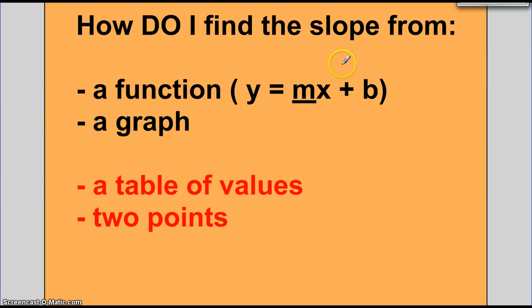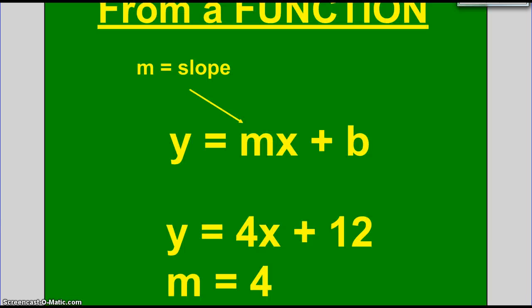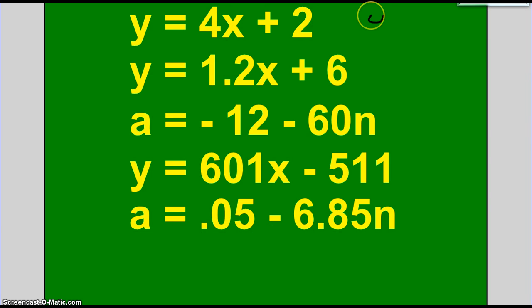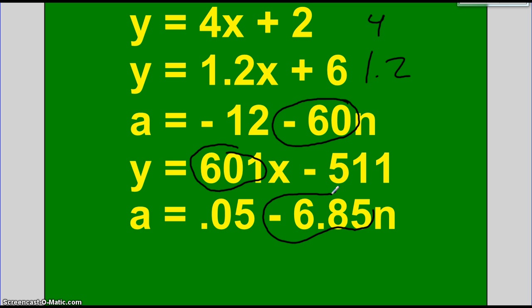How do I find the slope from a function, a graph, a table of values, and 2 points? We'll go through that. Slope from a function, remember m is the slope and b is the y-intercept. So for this example, the slope is 4. The slope here is 4. The slope here is 1.2. The slope here is negative 60. Remember that. You do have to include the sign. That's very, very important. So this one is a positive 601. This one is a negative 6.85.